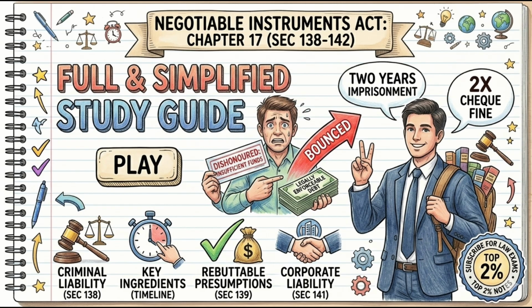Today we are breaking down chapter 17 of the Negotiable Instruments Act 1881. This chapter includes sections 138 to 147, which were specifically inserted to bolster the credibility of checks in commercial dealings. It transformed what was once a simple civil breach into a criminal offense to ensure that promises on paper carry real legal weight. Let's walk through the statutory journey from the moment a check bounces to the final judgment.